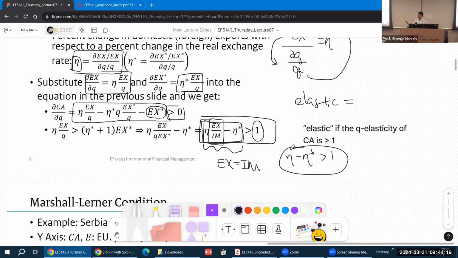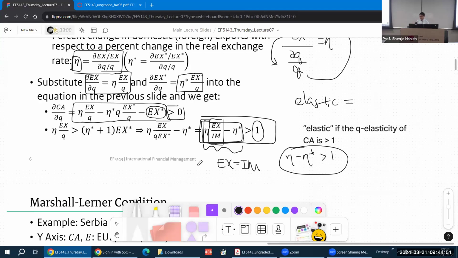And anything greater than 1, we conclude it has to be elastic, right? Which means that there's pass-through when I change E, which will lead to a change in CA sufficiently, right? If it's less than 1, then we have an inelastic current account when we change Q. So that's the intuition here, right? You have to have sufficient elasticity relative to your trading partner in order to have a pass-through, okay?